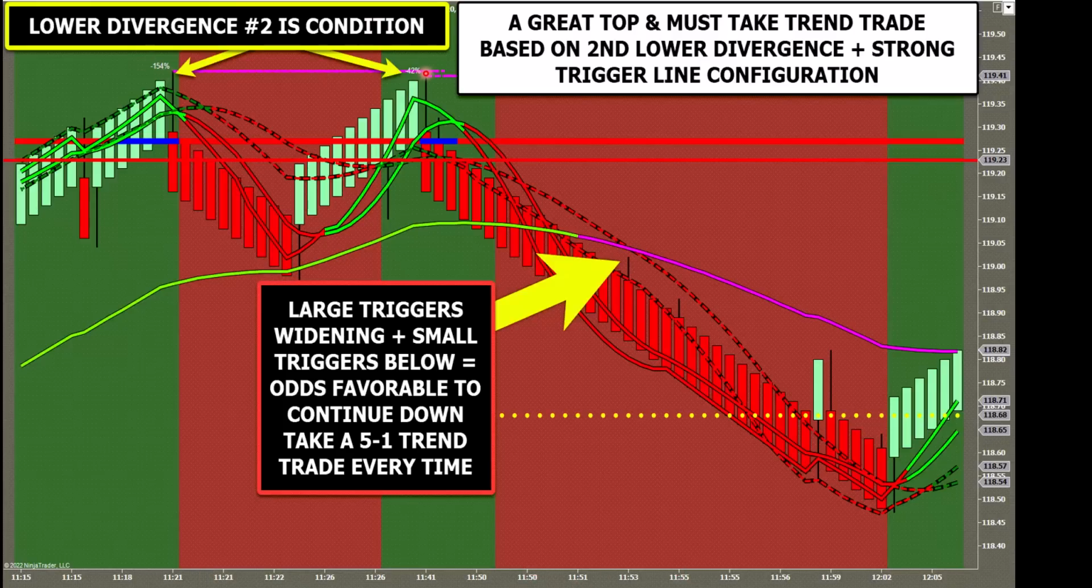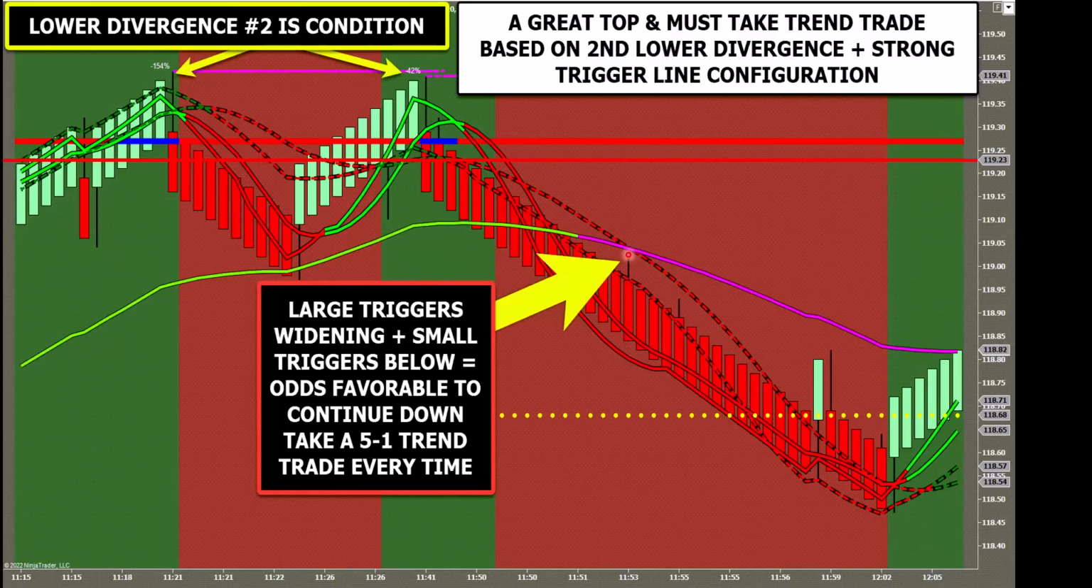Eventually, we get a second divergence that's lower than the first, which is one of our strong chart conditions. So this Fibonacci resistance eventually generates a lower divergence, and it's still not a great top. Only after you have the second lower divergence and you have strong triggers do we have a great top in place, or a strong top.